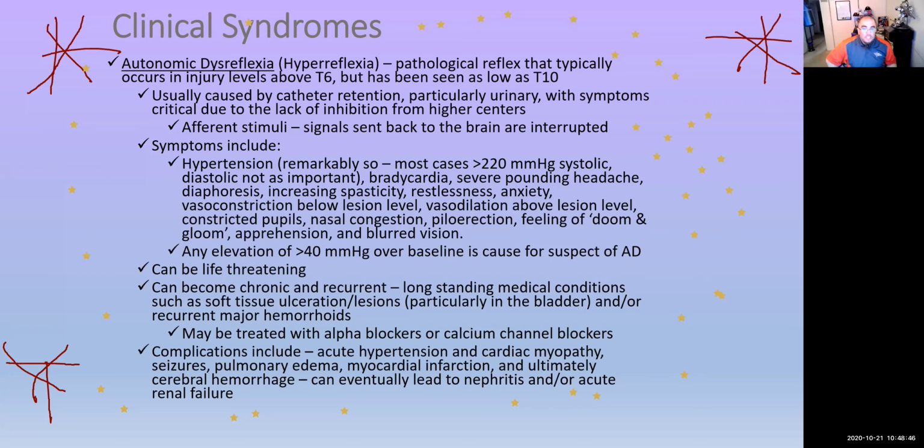So complications, if you keep having this effect, they can end up with acute hypertension, meaning that blood pressure stays at that high level, right? Cardiac myopathy, specifically dilated cardiac myopathy. Have you guys heard of that before? I talked briefly about it with COVID. Dilated cardiac myopathy is where the heart kind of goes and swells up, right?